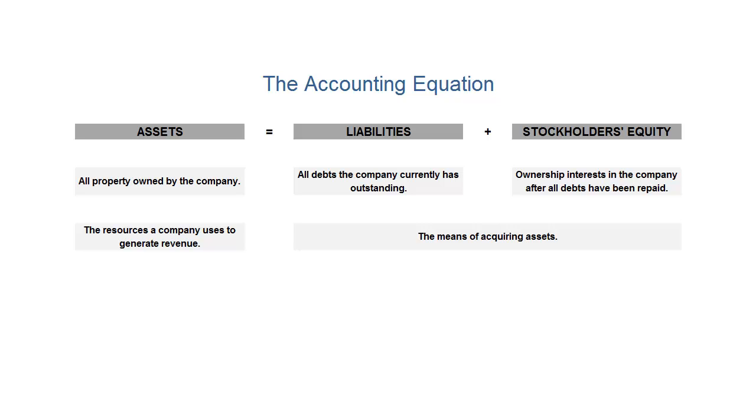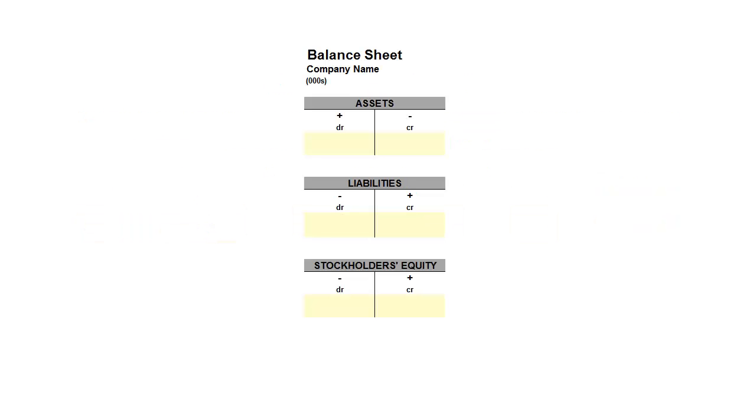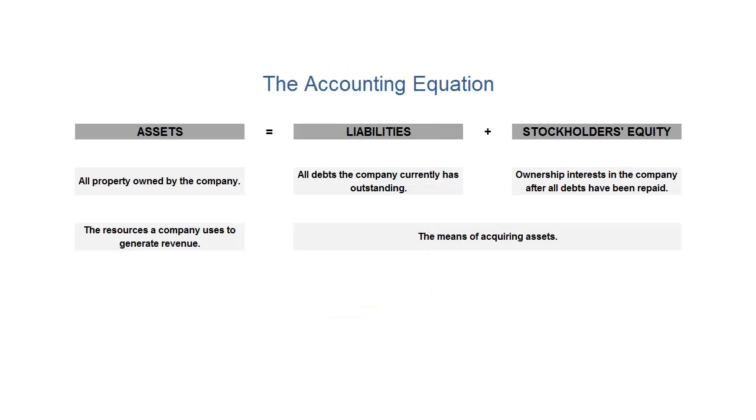All right, that's it for the introduction to the accounting equation. Remember, assets equals liabilities plus stockholders' equity. Debit means left and credit means right. And the balance sheet is just a formal presentation of the accounting equation. And within a few short videos, you'll be building models like the one we just walked through. But for the time being, you're done.